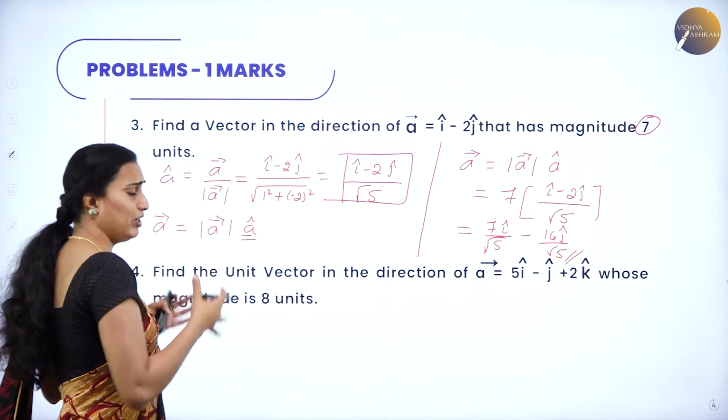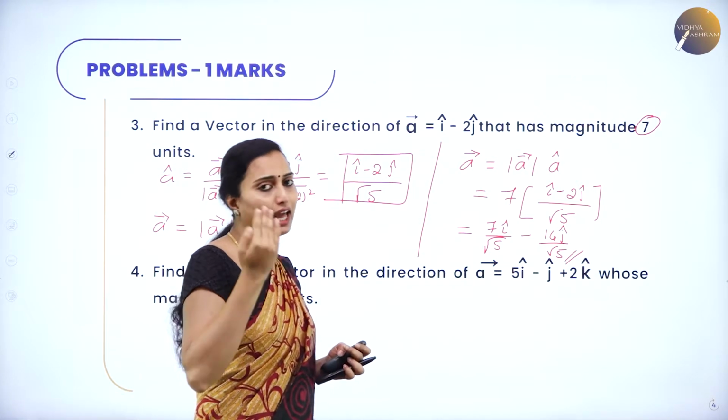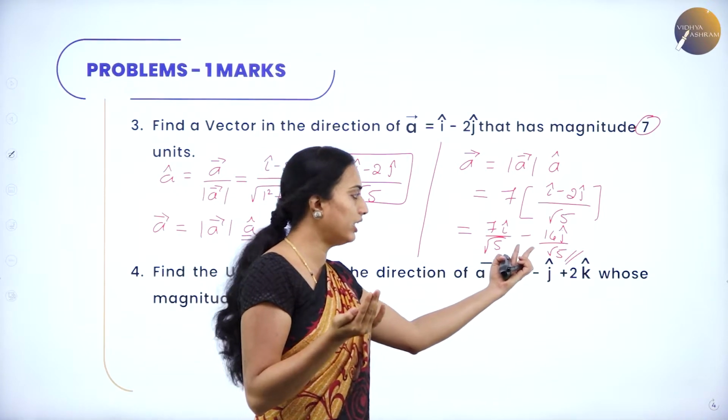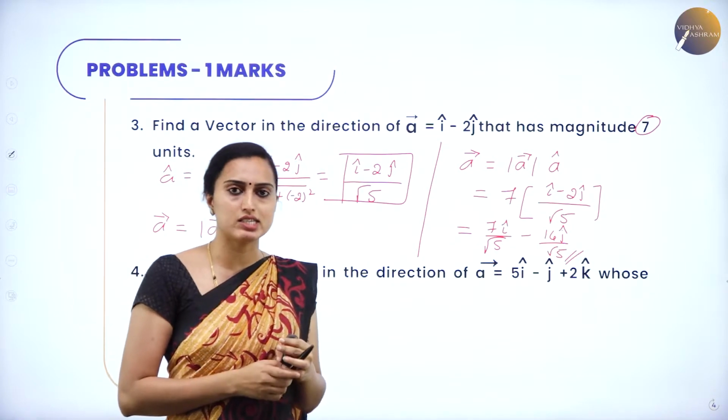So when you are doing a 1 marker, there is no need to write all the steps. If you know the calculation very well, then you can directly write this down by calculating. For a 1 marker, we are going to see only the answers, okay.